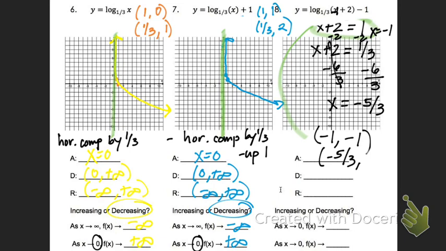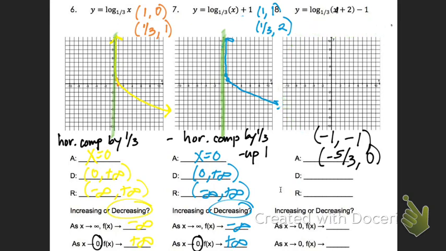But just choosing the x value is the only hard part because when I plug that in, it becomes 1, and 1 minus 1 is 0. So my 2 ordered pairs are negative 1, 1 and negative 5/3, 0. So I'm going to plot those points. Negative 5/3, 0, like around here.